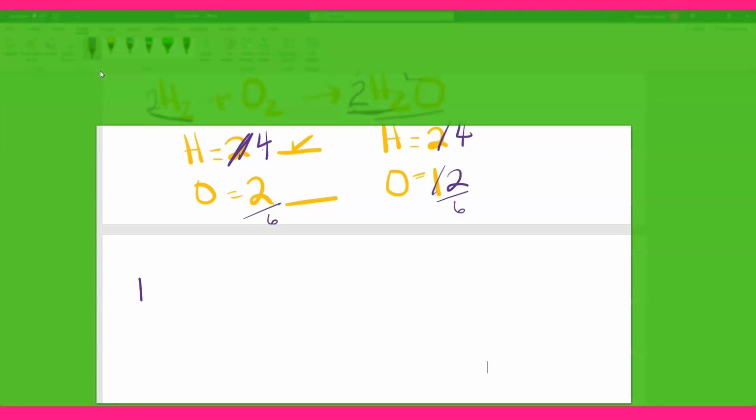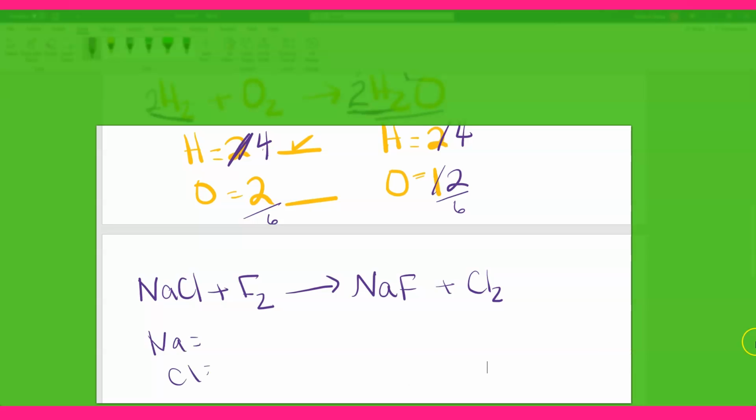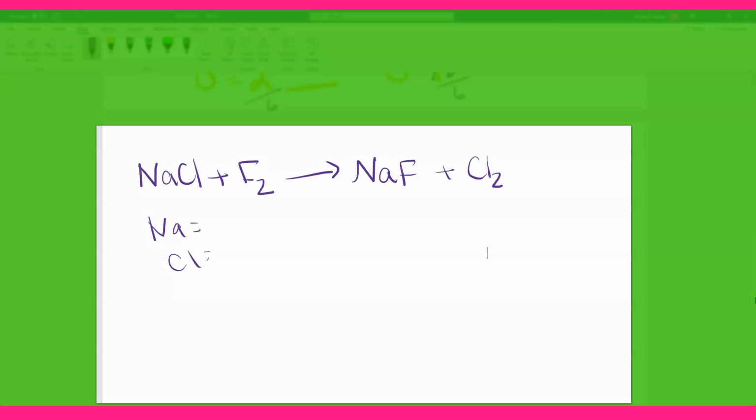You've got sodium chloride, aka salt, plus fluorine reacting together to form sodium fluoride plus chlorine. All right, so here's what we're going to do. We're going to put everything down and count all of our atoms. Make sure that you don't put fluorine here and chlorine there, because if you do that, you're going to be trying to balance fluorine diagonally and chlorine diagonally. You don't want to do that, because that just makes life a whole lot more difficult.